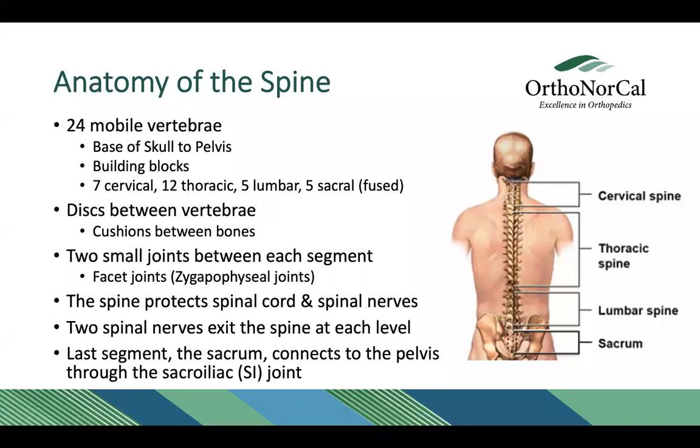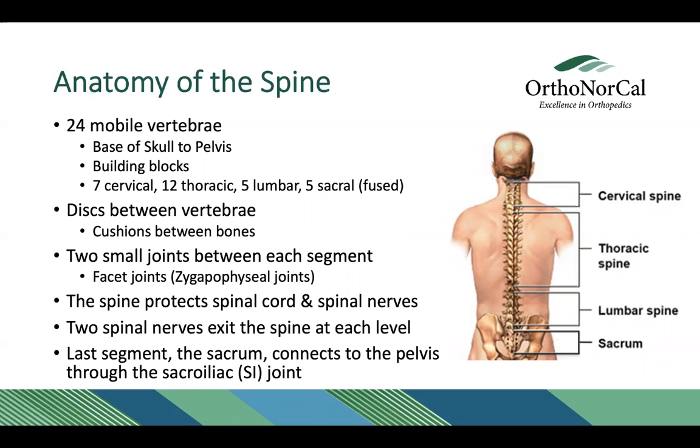So, a brief word on anatomy. The spine is a complex anatomical structure consisting of 24 mobile vertebrae from the base of the skull to the pelvis. These are essentially building blocks: 7 cervical, 12 thoracic, 5 lumbar vertebrae, and then the sacrum is made of 5 segments that are fused, and then we even have the tailbone that has 4 little tiny segments as well, known as the coccyx. There are discs between the vertebrae that are the cushions, if you will, between the bones.